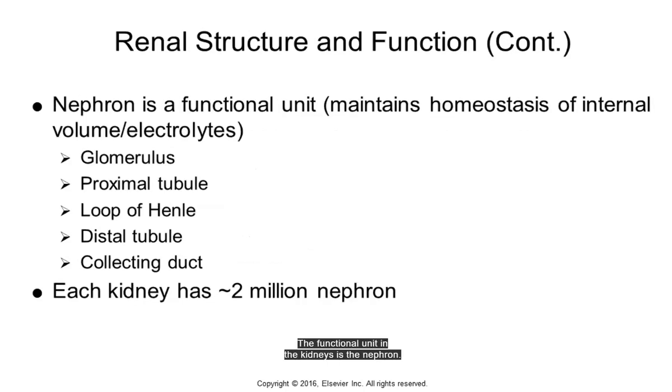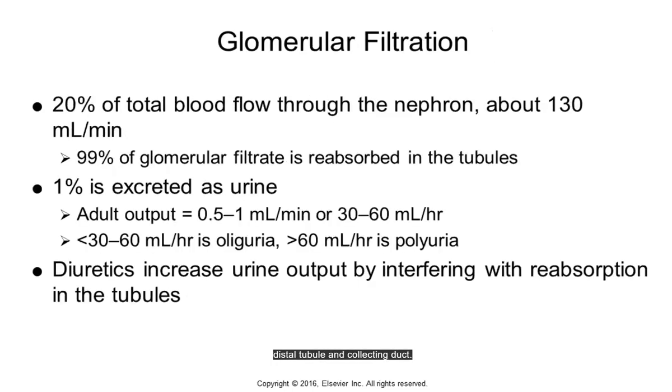The functional unit in the kidneys is the nephron. It is composed of the glomerulus, proximal tubule, loop of Henle, distal tubule, and collecting duct. Let's look at the glomerular filtration first. Glomerular filtration occurs in the glomerulus, which is mostly comprised of an ultrafiltrate with a tiny amount of protein. It is the same ionic concentration of plasma, containing sodium, chloride, and bicarbonate.